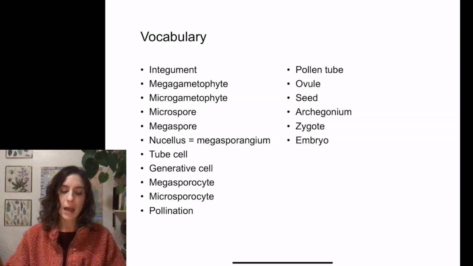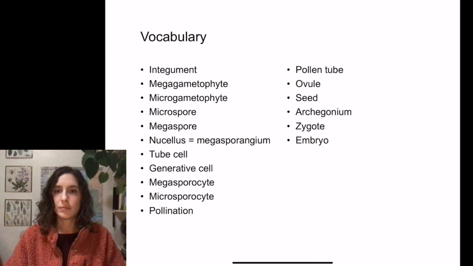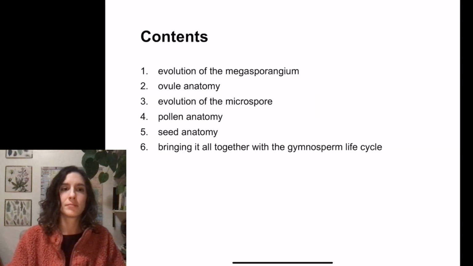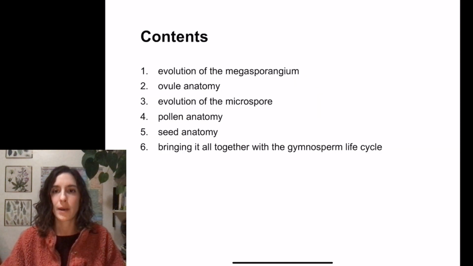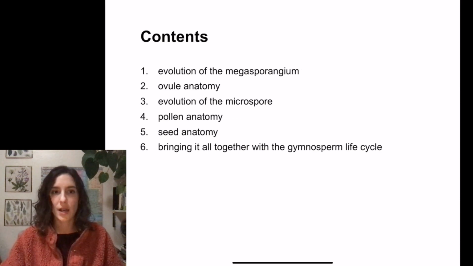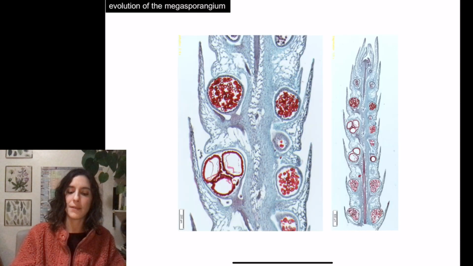So here's your vocabulary. Some new stuff, but not very much, actually. And here's the contents of what we're going to be talking about on this video, sort of in this order. First, we're going to talk about the evolution of the megasporangium, and then ovule anatomy, and then the evolution of the microspore, and then pollen anatomy, which, spoiler alert, a microspore is a pollen grain. And then we're going to talk about seed anatomy, and we're going to bring it all together, sort of summarize it all using the gymnosperm life cycle.